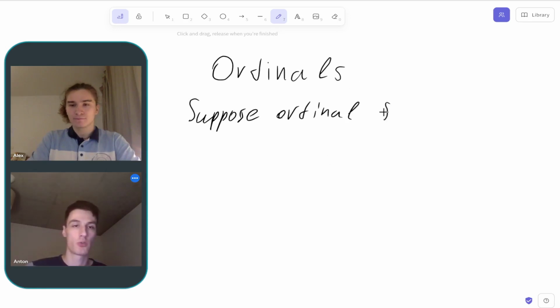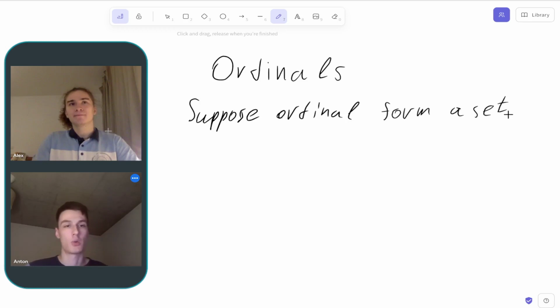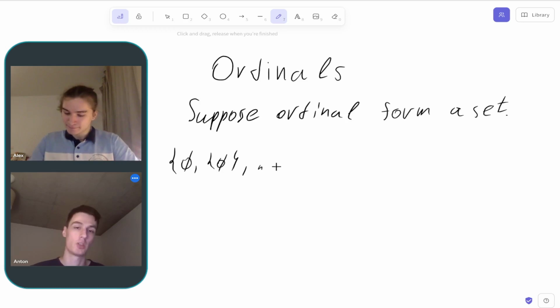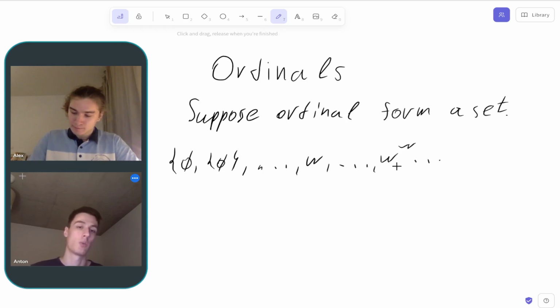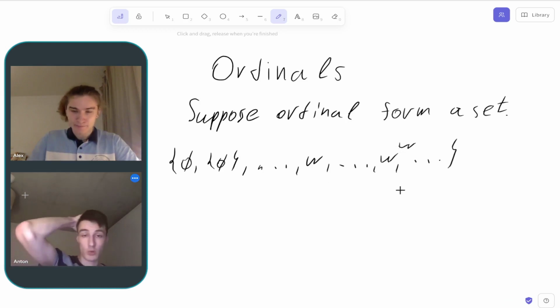Suppose ordinals form a set. Okay, so we can consider a set of all ordinals. It will look like something like this. So first the zero, then all the finite ones, then omega, then others. Somewhere there would be omega to the power of omega, and all those we've mentioned and many more. So this is the set of all ordinals.